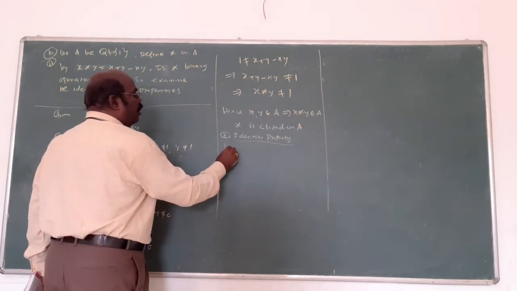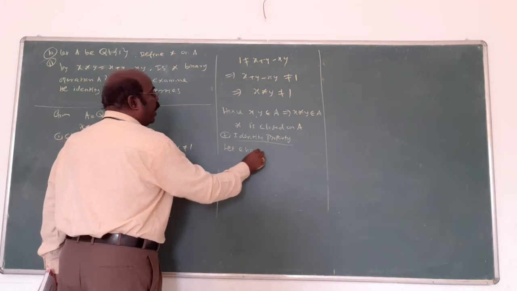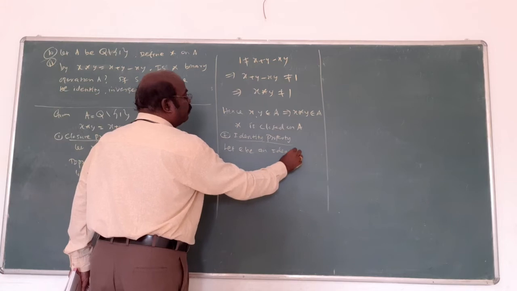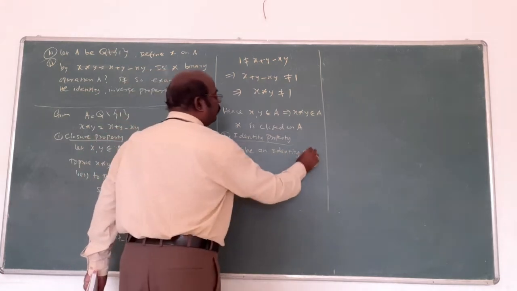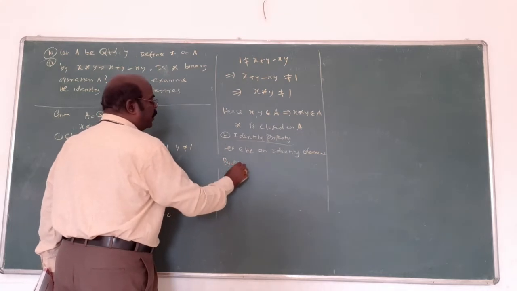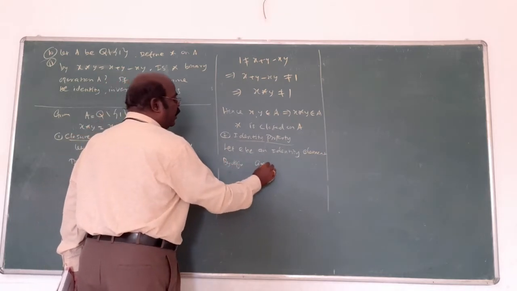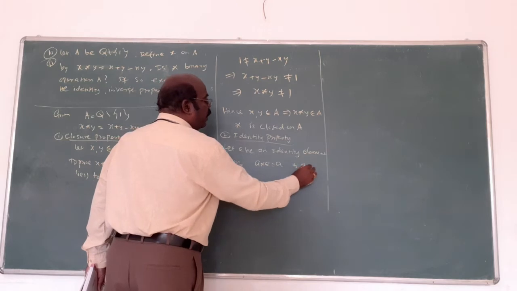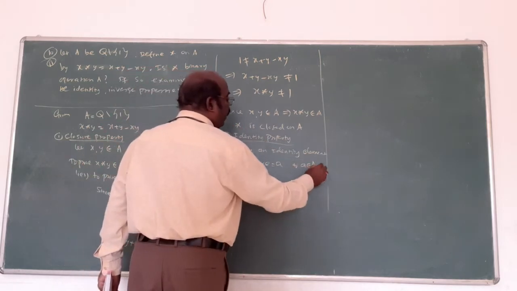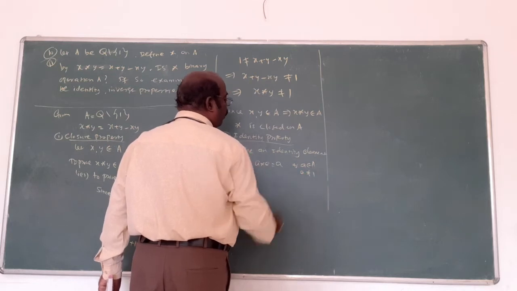What I told you? Let E be an identity. See? Identity element. What is the definition? By definition, A star E equal to A, for A belongs to A and also A not equal to 1 is important.